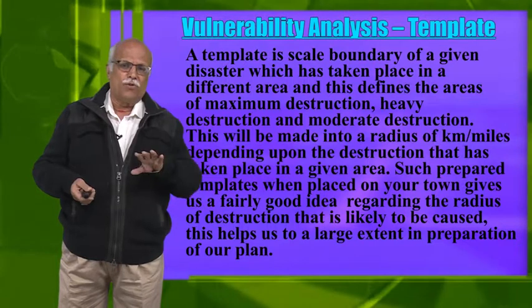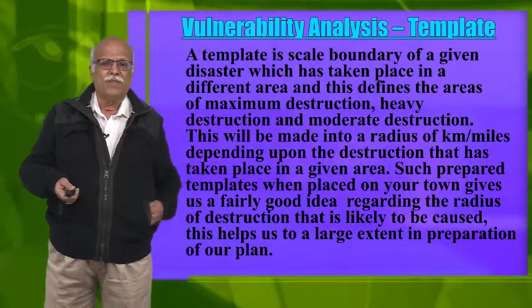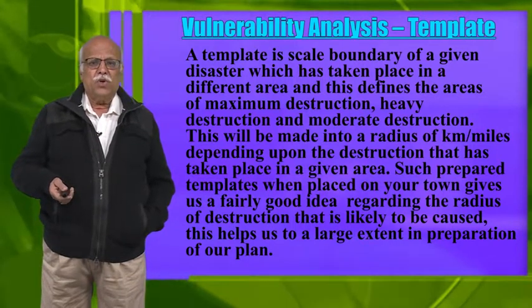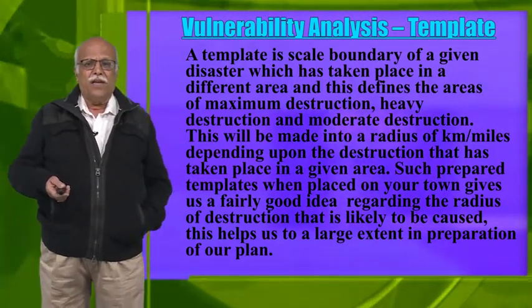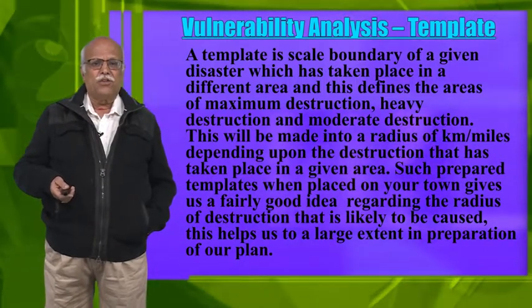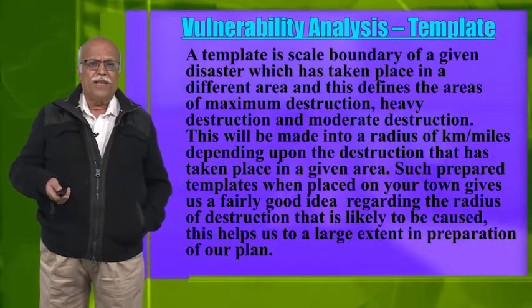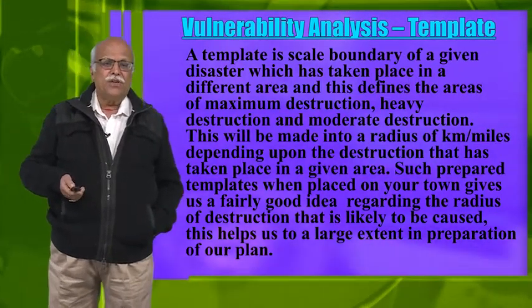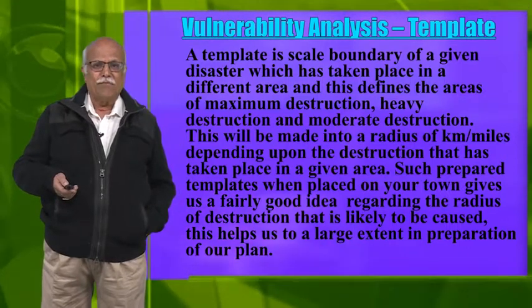In other words, you have to place the template in 4 or 5 different places and say this is what is going to take place in case this has happened. So when we place it on the town, it gives us a fairly good idea regarding the radius of destruction that is likely to be caused. This helps us to a large extent in preparation of a plan. This preparation of a scale boundary of a given disaster is known as a template.